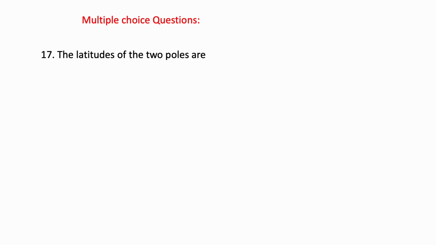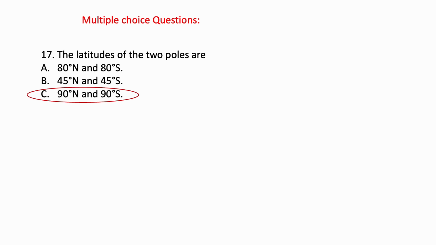The latitudes of the two poles are option A 80 degree north and 80 degree south, option B 45 degree north and 45 degree south, option C 90 degree north and 90 degree south. Correct answer is option C 90 degree north and 90 degree south. The north pole is 90 degree north and the south pole is 90 degree south.